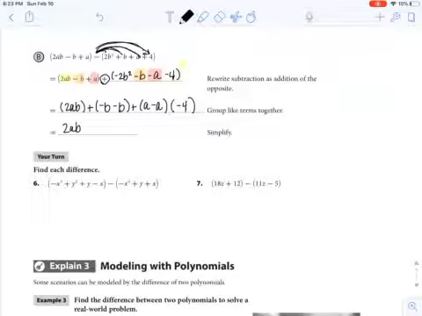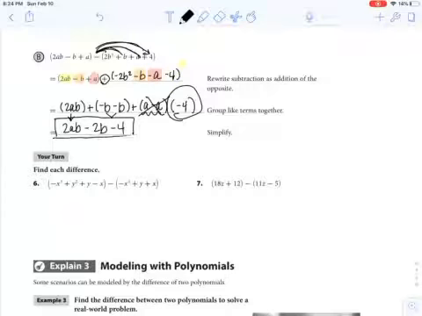And so now I'm going to go through. Like I said, we're just going to bring that 2ab down because that stays the same. I have a negative b minus b, so I have negative 2b. I have a minus a plus a, which equals 0. And then I have this negative 4. And so my final simplified answer will be 2ab minus 2b minus 4.